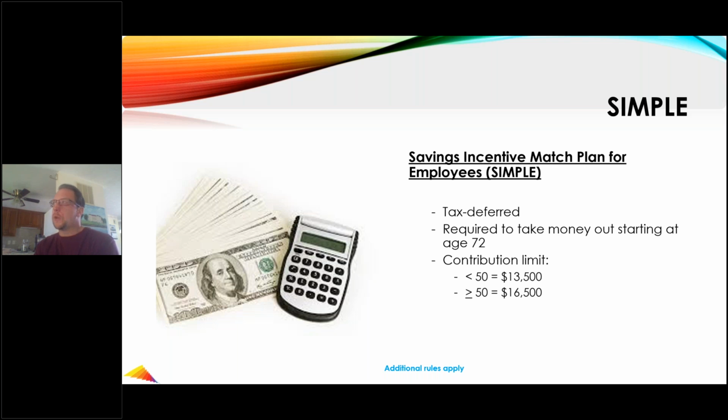If you're less than 50, you can put in a maximum of $13,500. If you're older than 50, you can put in a maximum of $16,500. There are some additional rules tied to the SIMPLE that I didn't want to get into because this is not a training about retirement plans.